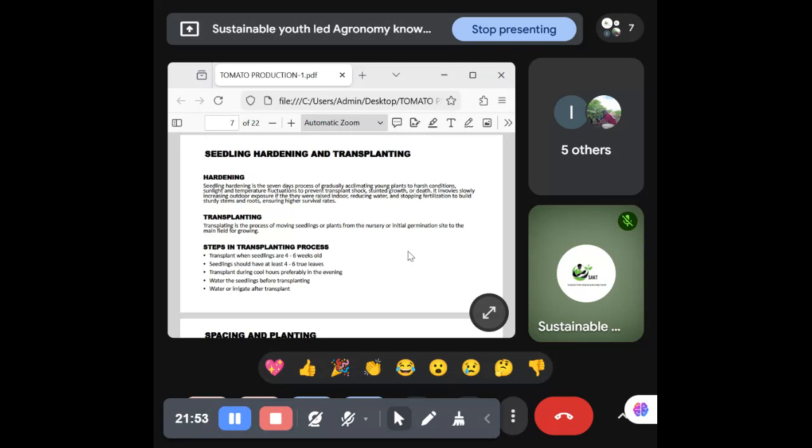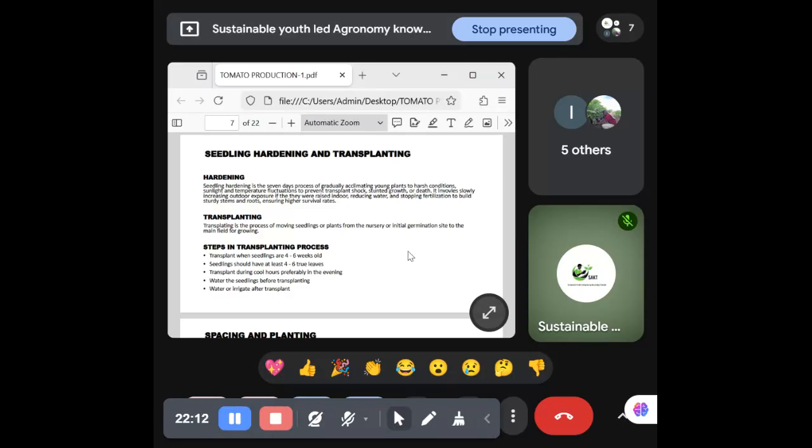As a farmer, when you transplant and your young seedlings or your plants are experiencing transplant shock, it means that their survival rate is already compromised. So they will struggle for some time, even if they are going to stabilize. So that is seedling hardening.